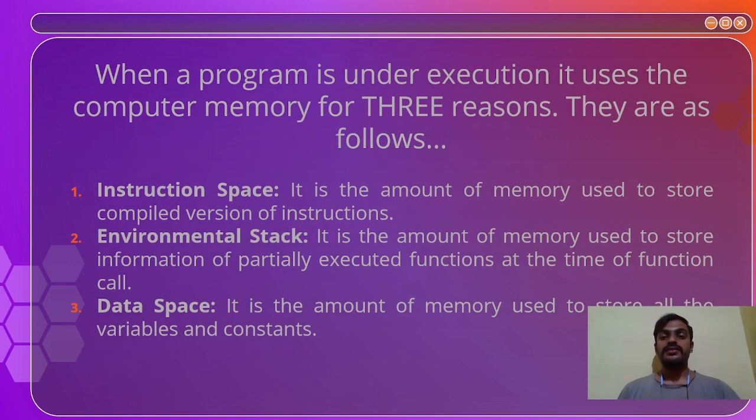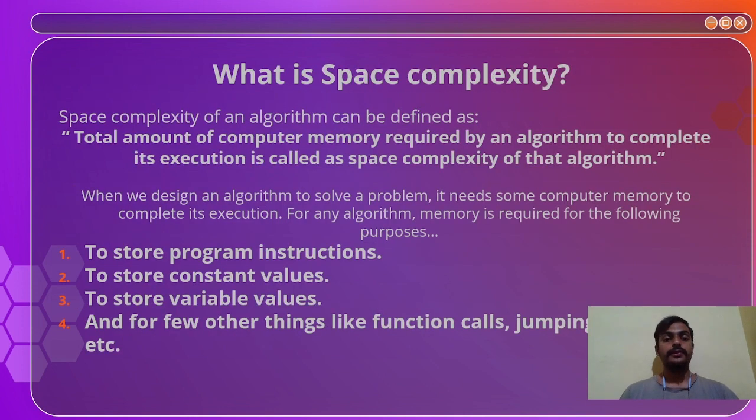When a program is under execution, it uses the computer memory for three reasons. They are as follows: instruction space. It is the amount of memory used to store the compiled version of instructions. Environmental stack. It is the amount of memory used to store information of a partially executed function at the time of function call. Data space. It is the amount of memory used to store all the variables and constants.